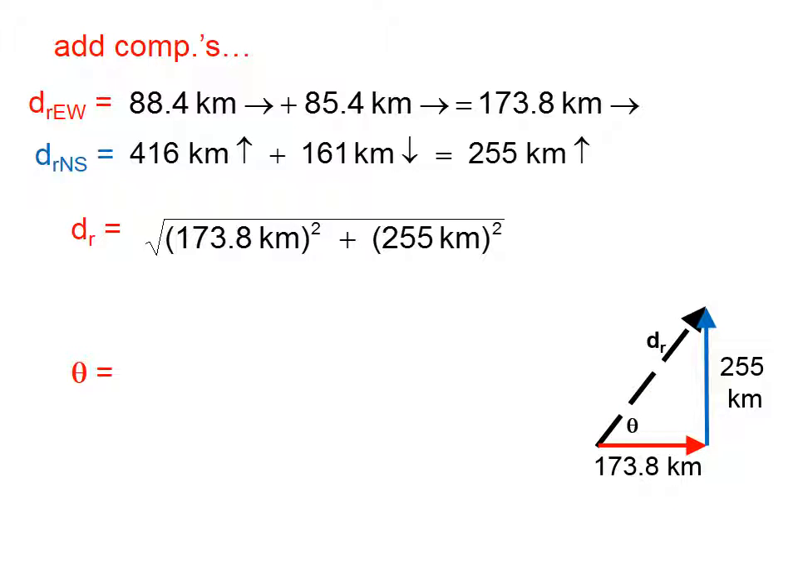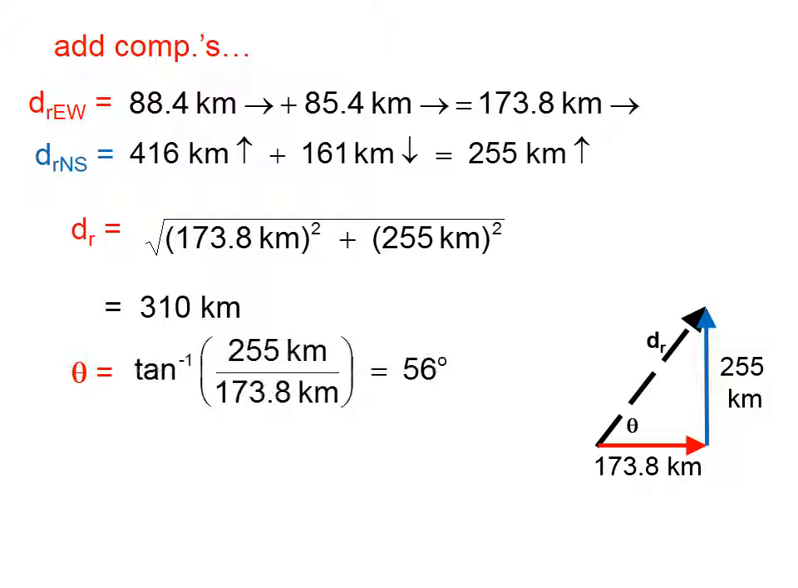So we're going to find the resultant vector by using the Pythagorean theorem on those two new legs of a triangle. That comes out to be about 310 kilometers. We're also going to find an angle, which I've labeled in the lower right here as theta, and that will be found by taking the inverse tangent of, tangent deals with opposite over adjacent. That comes out to be 56 degrees. So that would be what? 56 degrees north of east.